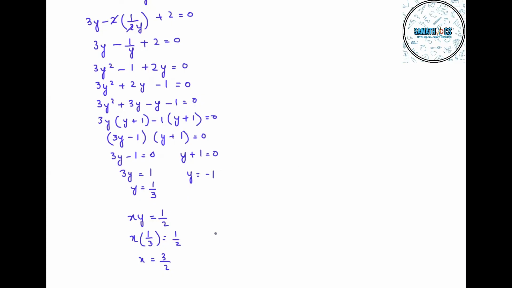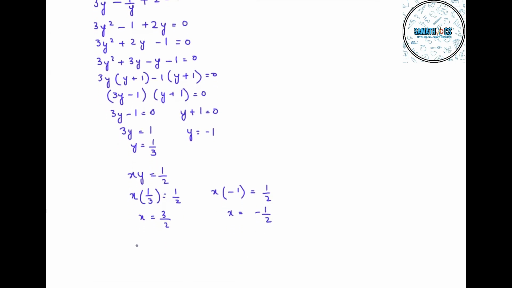So here we can substitute y as minus 1, so x times minus 1 is equal to 1 upon 2. So x is equal to minus 1 upon 2. So we have got coordinates as 3 upon 2, comma, 1 upon 3, and minus 1 upon 2, comma, minus 1.